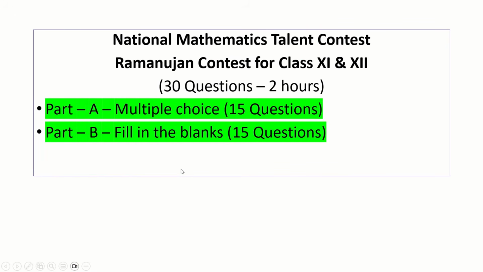As I mentioned, this is a stage 1 paper. Stage 1 paper consists of 30 questions, 2 hours. Part A will have 15 questions, all are 1 mark questions basically, but they have multiple choice. Part 1 is multiple choice, 15 questions. Part 2 will be fill in the blanks, 15 questions. That's the only difference. Otherwise, both carry the same marks. So now let's get into it.